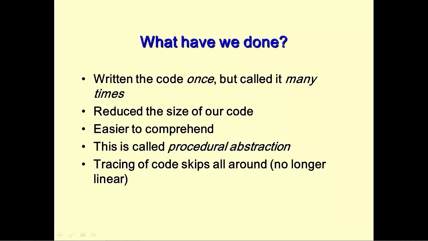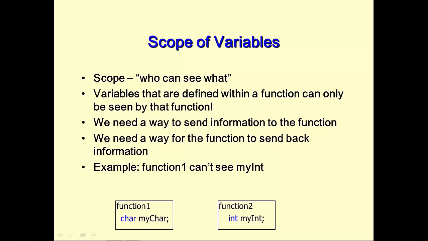So what have we done? We've written this code once, but we've called it several times from our main code. If you notice, this also reduced the size of our code because we've eliminated all of that redundancy that was there. It makes it easier to understand, and it also introduces something called procedural abstraction, meaning that we've pushed a lot of the details away from our main code and packed them into these functions somewhere else in the code. Also, the tracing of the code is going to skip around. It's no longer going to go from the top where we had main down to the bottom of the code. Now it's actually going to skip around as we start to trace through it.